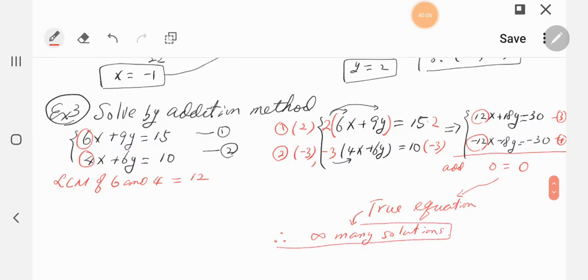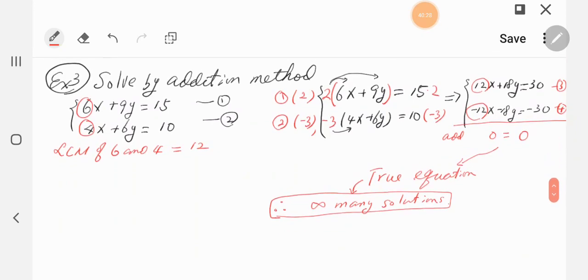This means two lines are identical, equal. Actually, they are exactly the same. So look at this. In equations 3 and 4, are they the same? Yes, because if we multiply equation 4 by negative 1, then this will be 12x plus 18y is equal to 30. Exactly the same as the third equation, right? So always be careful. Once your result is true, like 0 equals 0, 1 equals 1, 2 equals 2, then our conclusion is what? There are infinitely many solutions. Two lines are exactly the same.